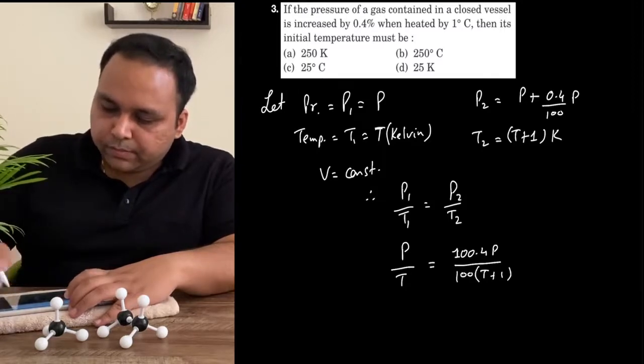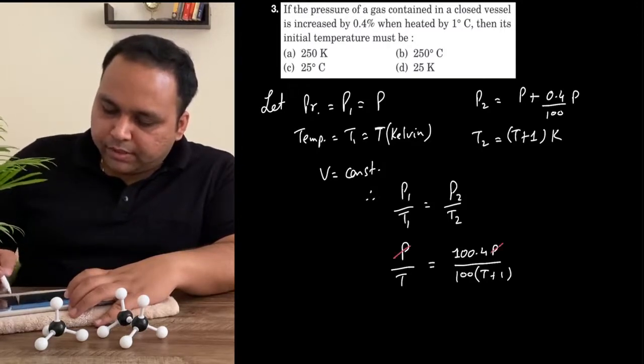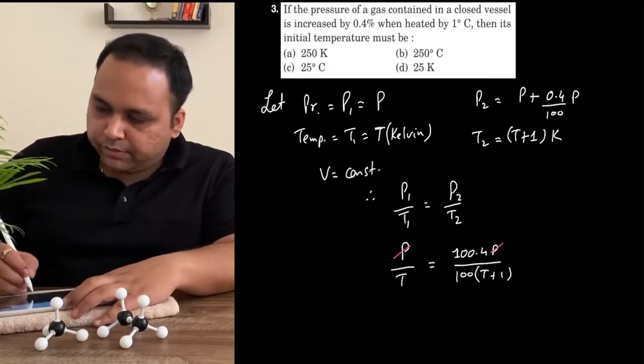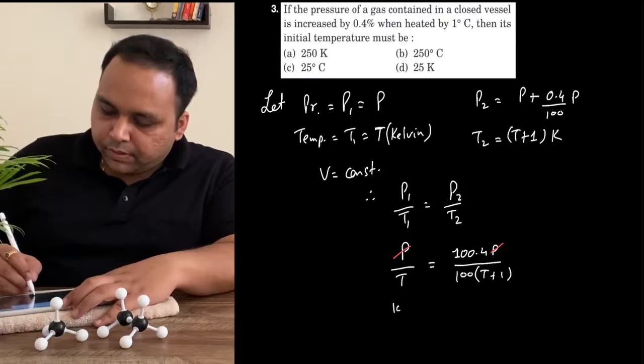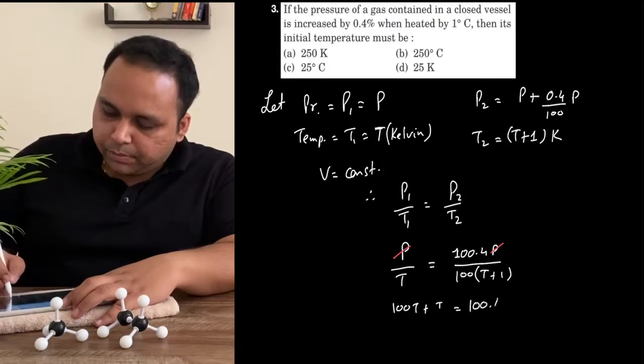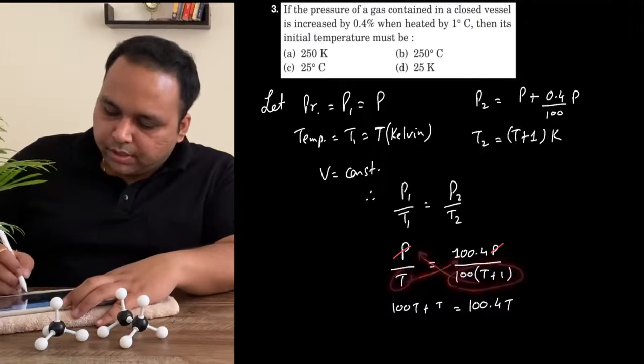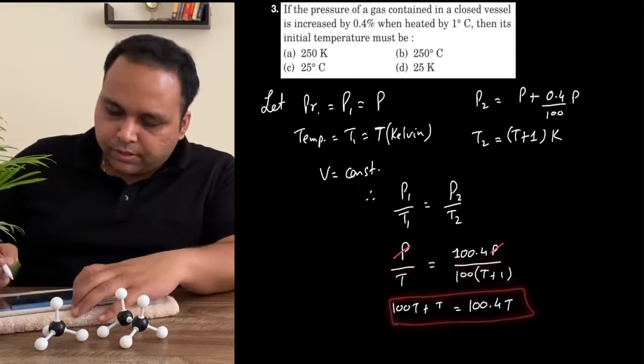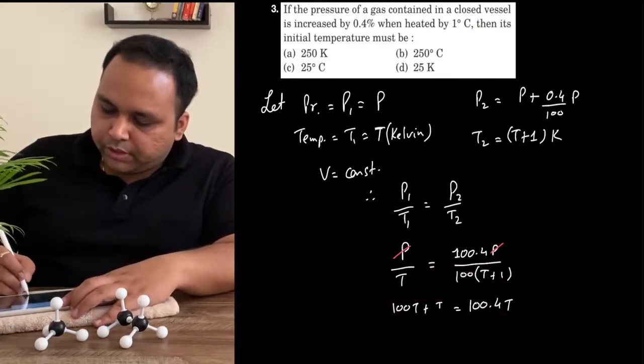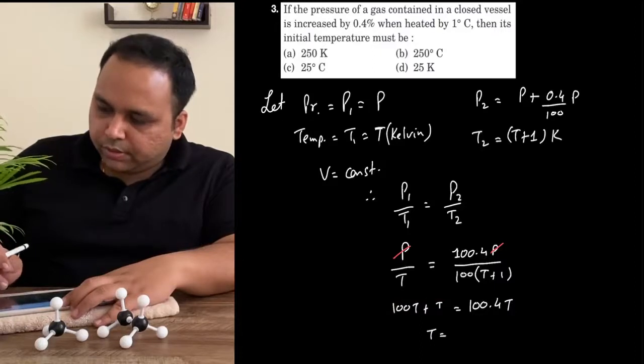On solving this, we have P getting cancelled, and rearranging the equation we get that 100 T plus T is equal to 100.4 T. So what we did was we multiplied this, took it here, and we took this T as here, and we got this equation. Let's solve this out.